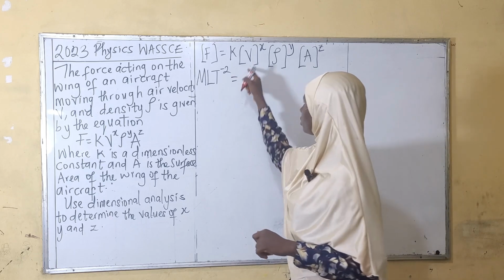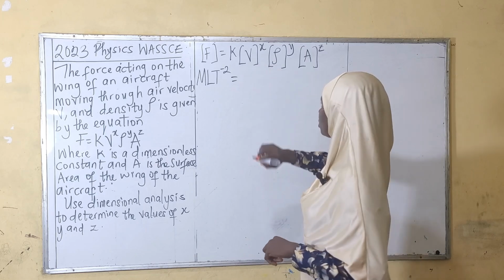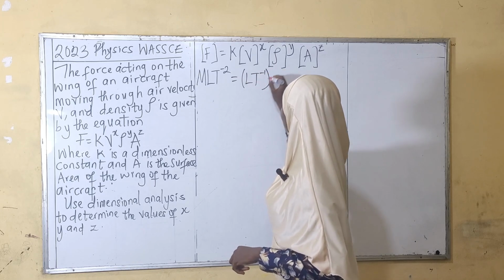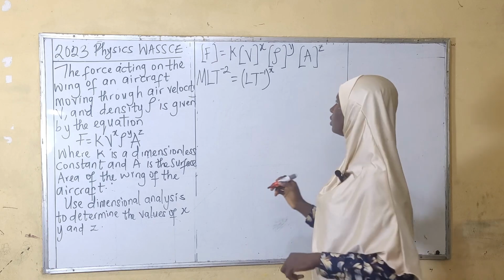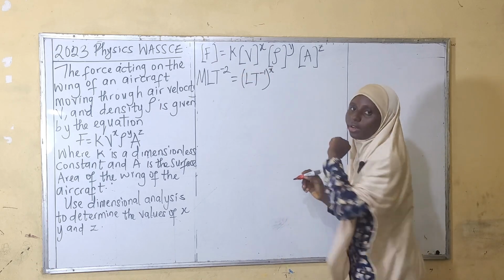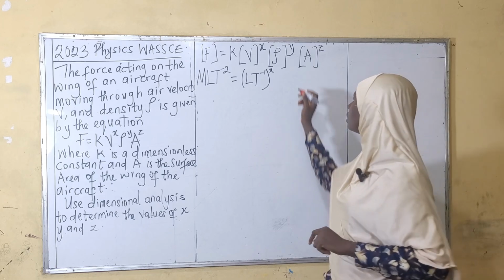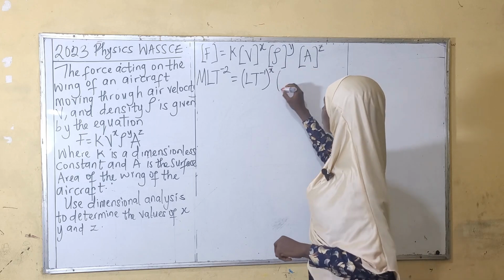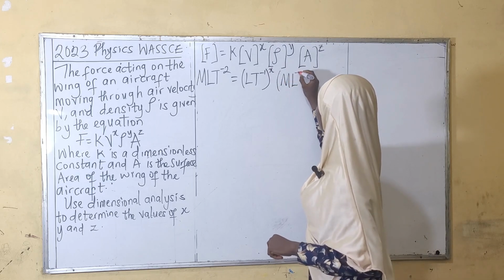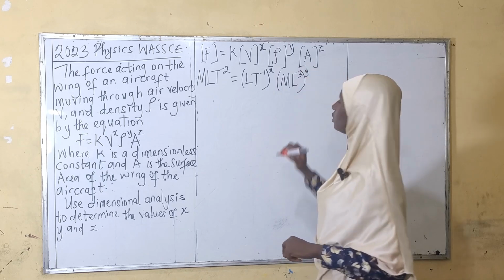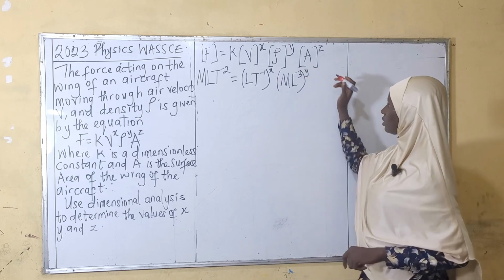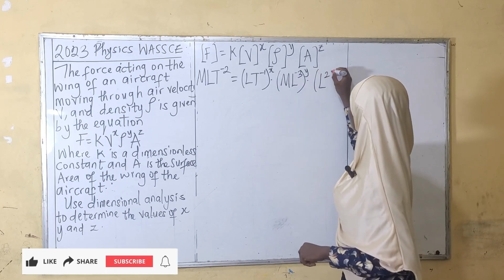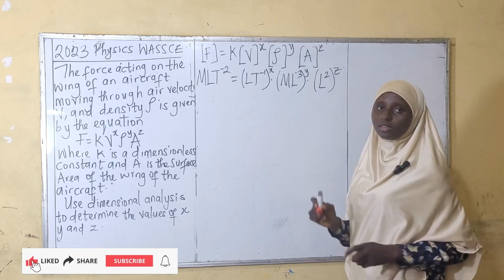So we move to the next one, which is velocity. We know that velocity is LT^-1, raised to the power x. Now you can see I'm no longer using the square bracket I was using for the dimension. So for rho, that is the density, I have it as ML^-3, raised to the power y. Then I have a, that's the area, to be L^2 raised to the power of z.